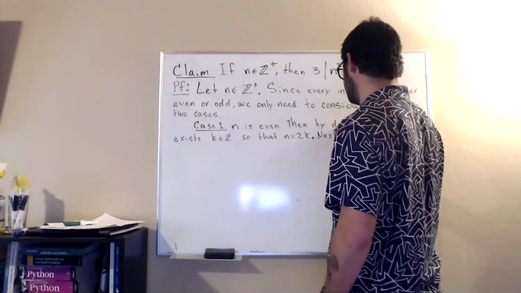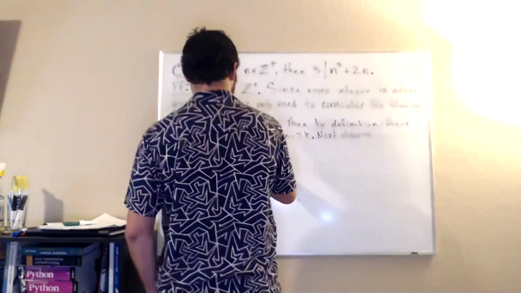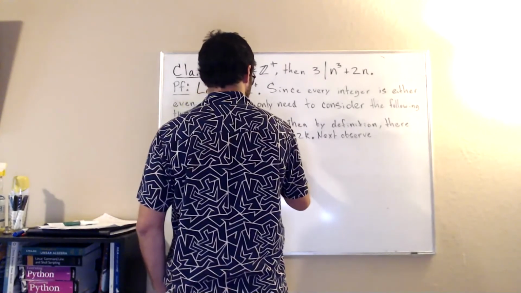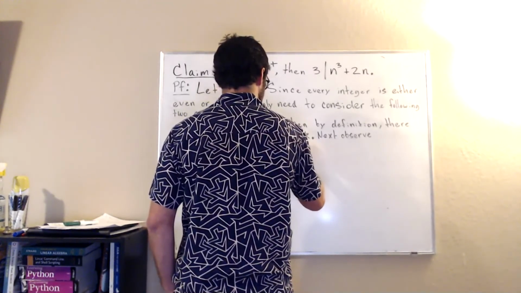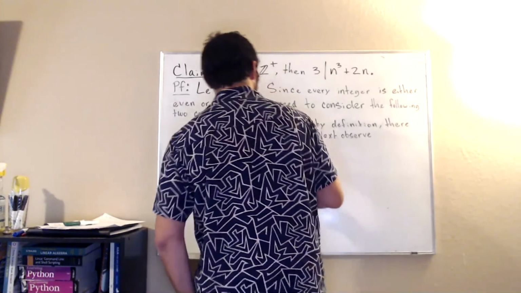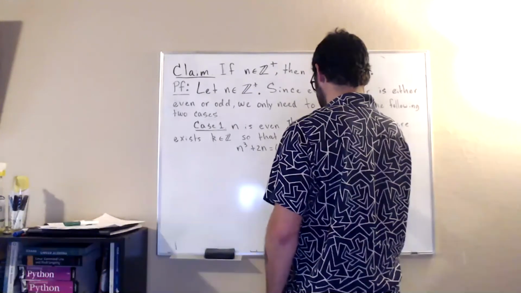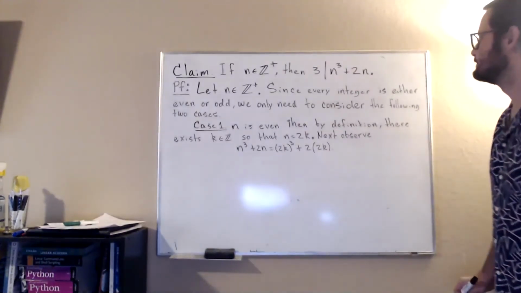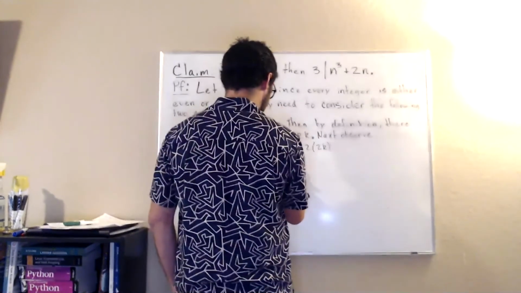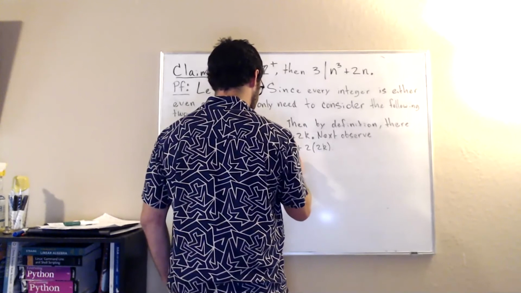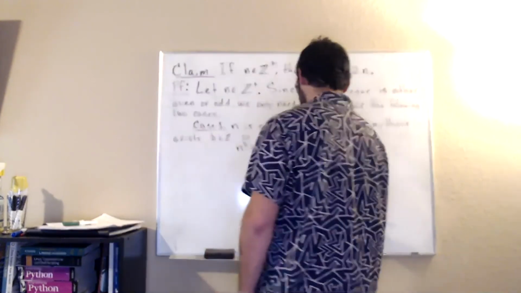So next observe that n cubed plus 2n is equal to 2k all cubed plus 2 times 2k. This might not work out, because this is going to be equal to 8k cubed plus 4k.